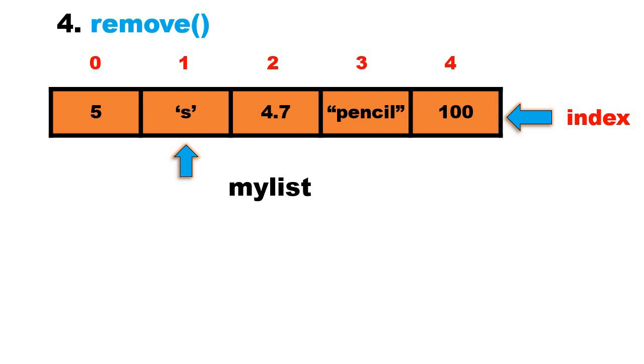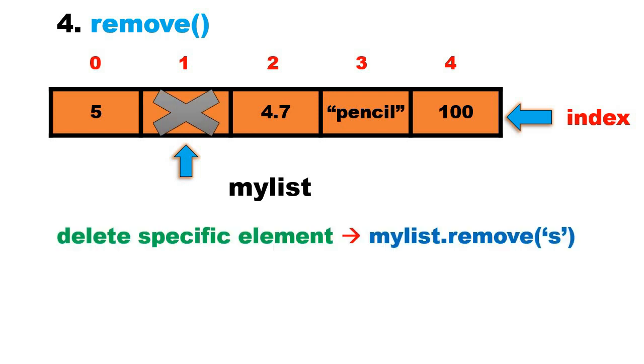Okay, so here consider I want to remove yes from the list. So I have to give mylist dot remove of yes. I need to pass the element inside remove. Whatever element you want to remove from the list, you can give that inside the remove function. After deleting yes from the list, the list will look like this.